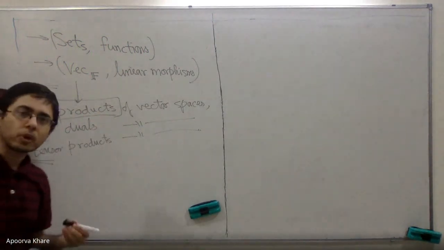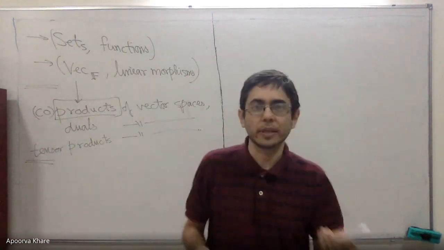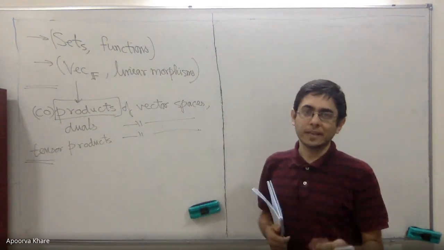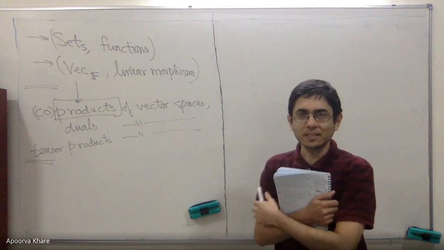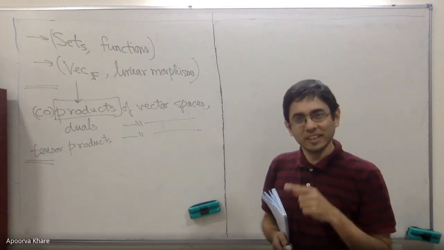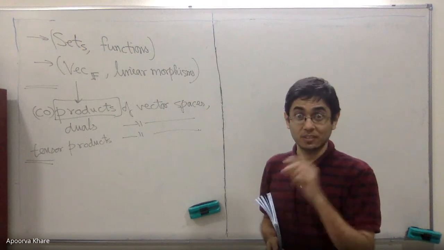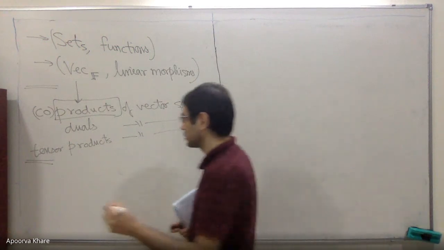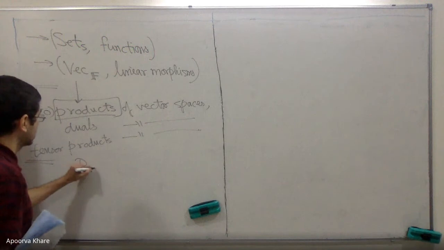Okay, so without further ado, let's first start with products. So we know what is the product of two sets. If I give you a set of size 5 and a set of size 6, then I know that there is something called a product, which is indeed a set of size 5 times 6. That's called the Cartesian product, right? So let's start with products.